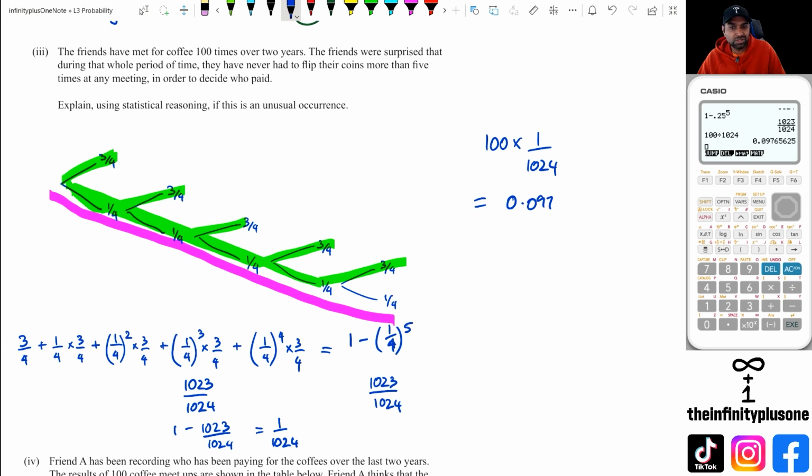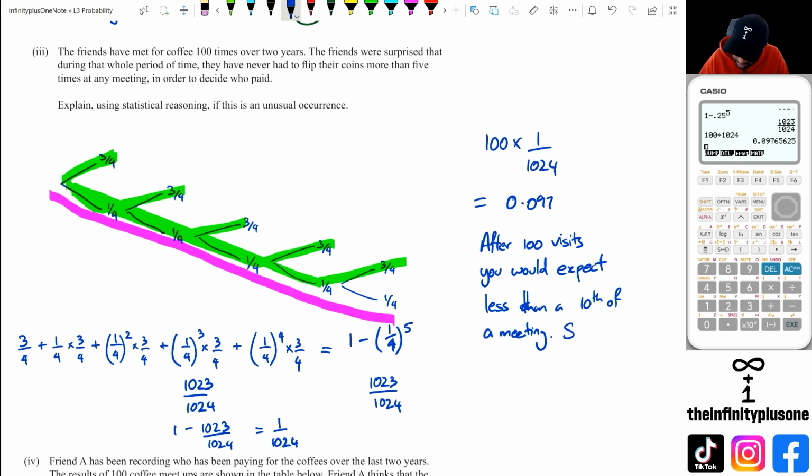0.097 times. So as you can see, that number is really, really low. Basically what that's saying is that after 100 visits, you would expect less than a tenth, I think, less than 1/10. So this is not an unusual occurrence.